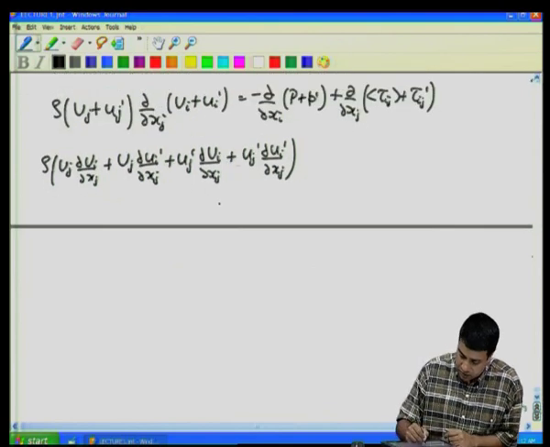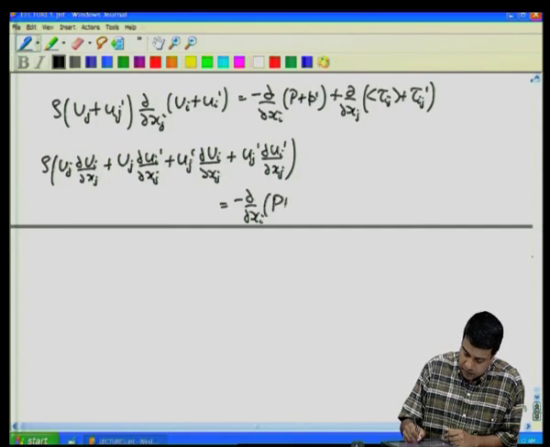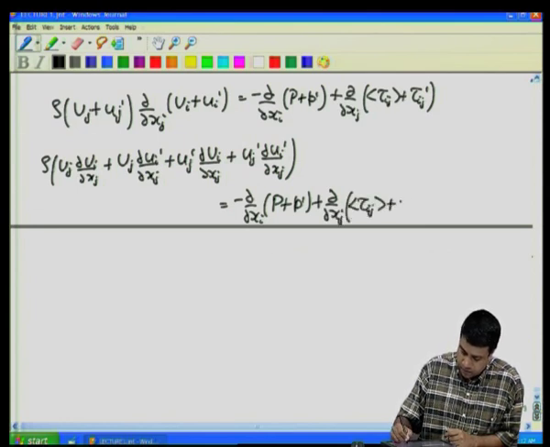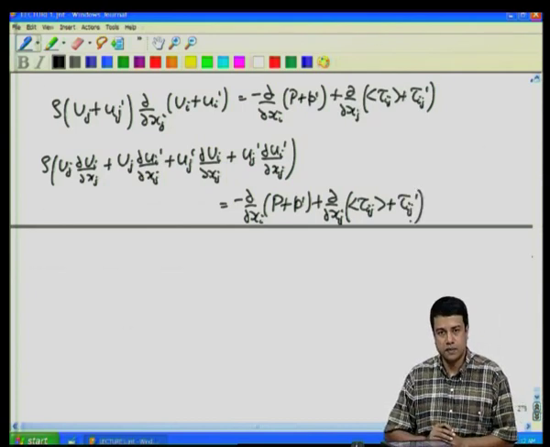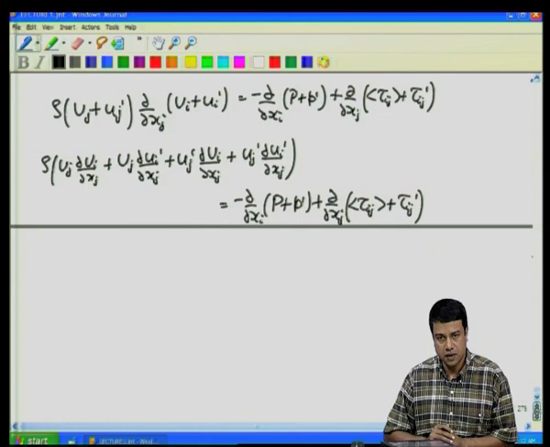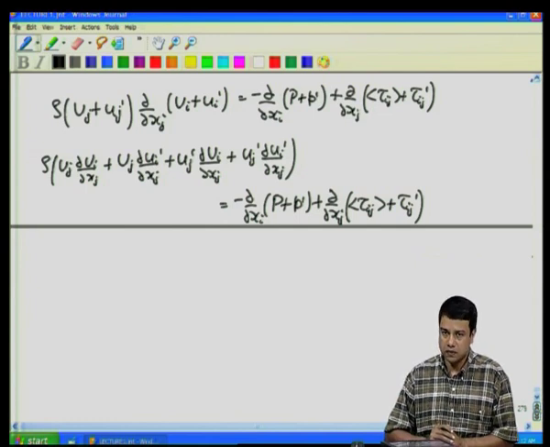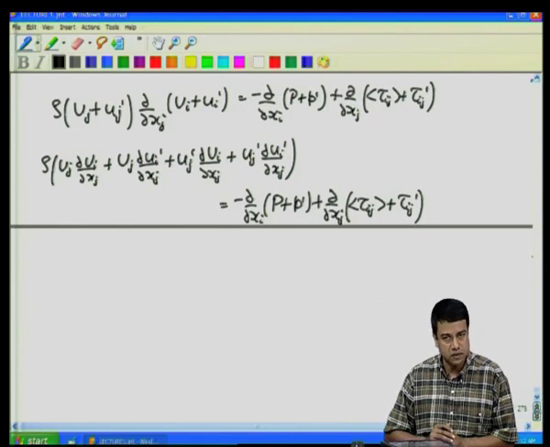Okay. It's equal to minus partial by partial xi of p plus p prime plus... Okay. And now, for this momentum conservation equation, I will take the average, 1 over capital T integral 0 to T of dt of this whole thing.